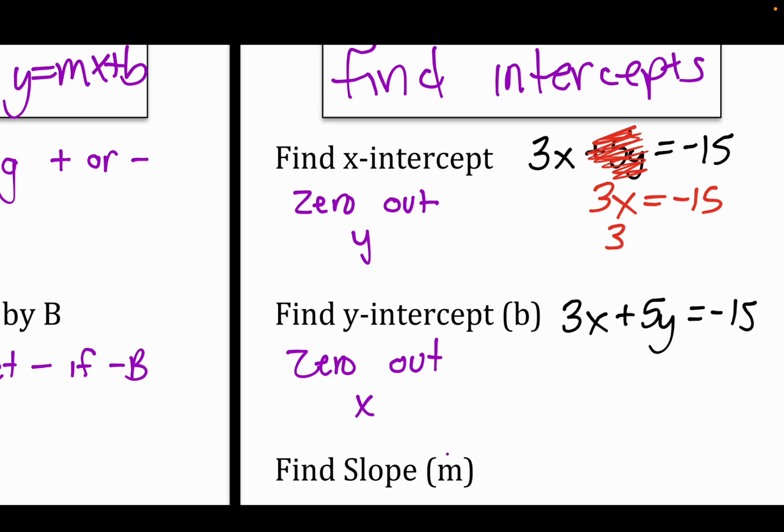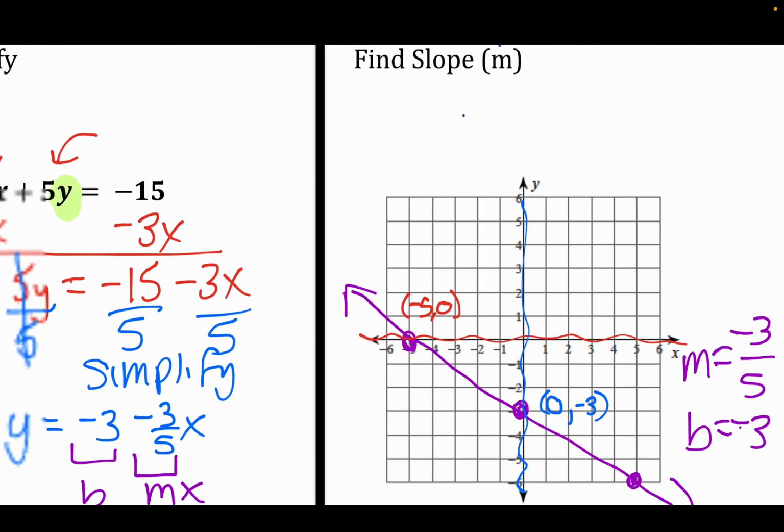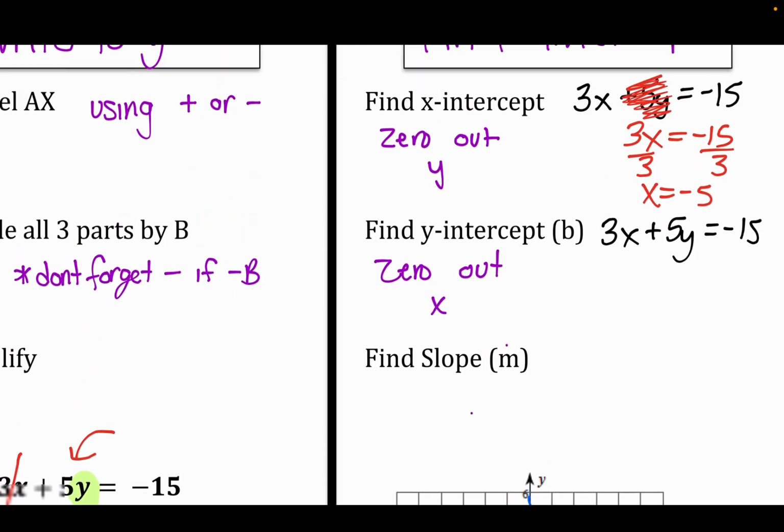I know the y is going to be 0. And this is a one-step problem. Divide by 3, x equals negative 5. Well, isn't that literally what we just said on that graph? Yeah. Let's do the other one.